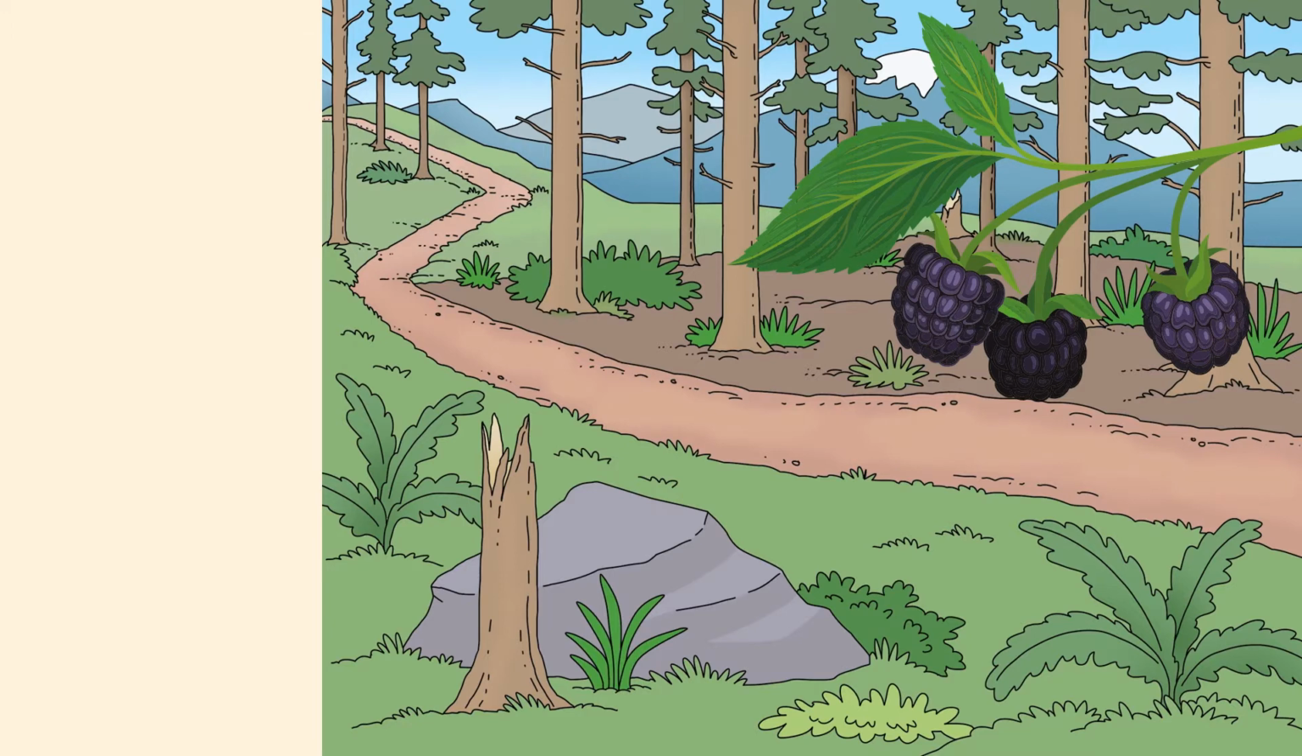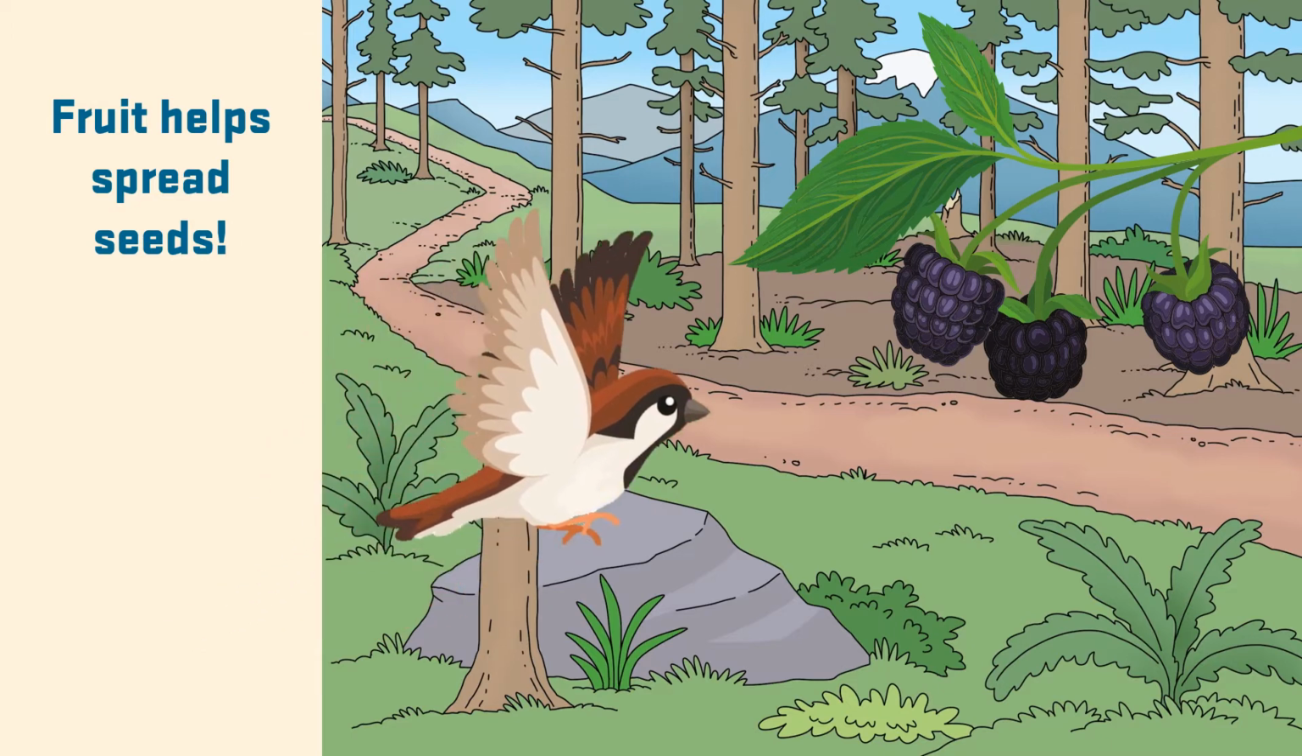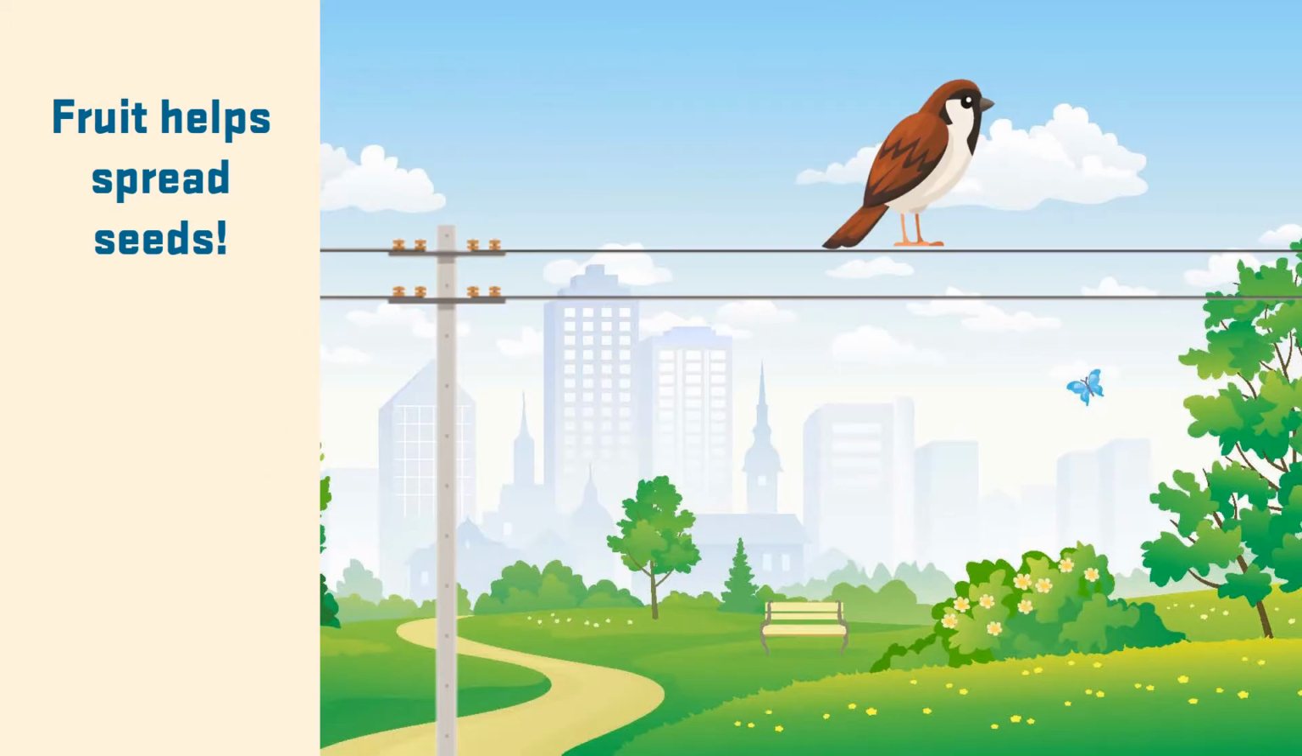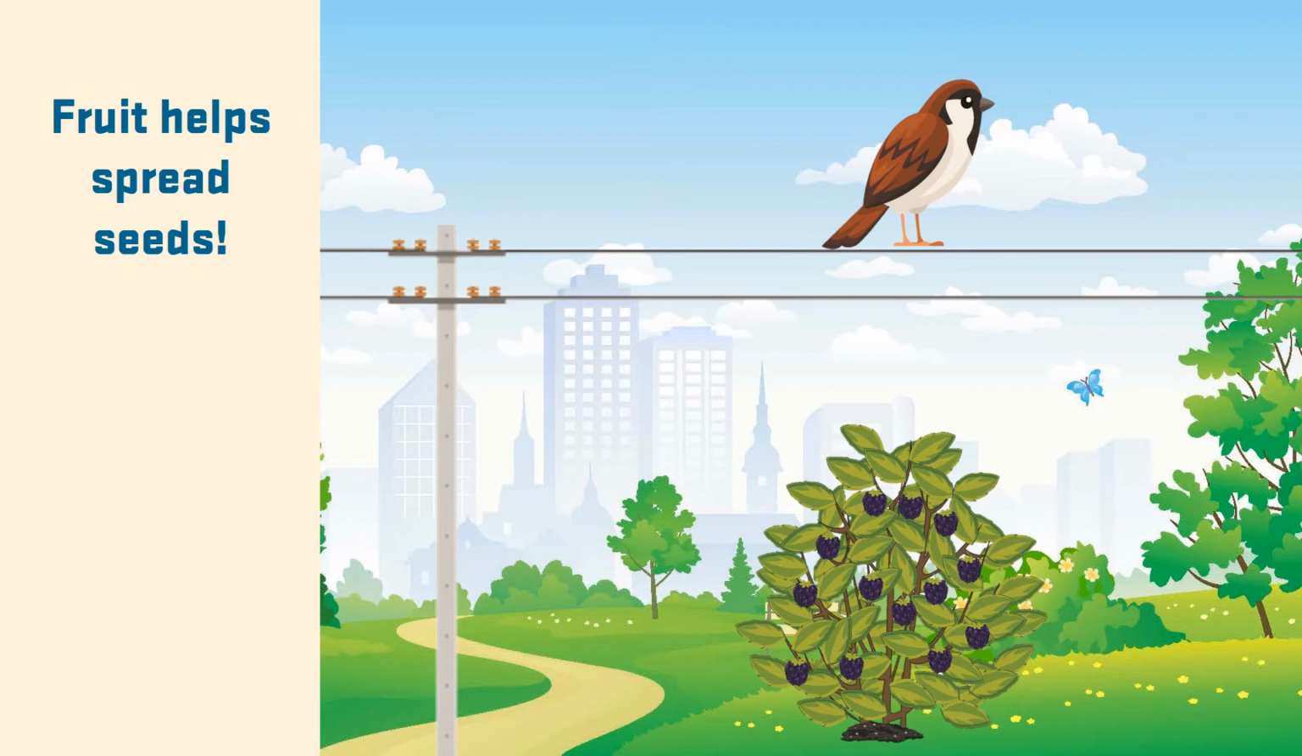In nature, fruit helps plants spread their seeds for miles. Animals come to the plant to eat the tasty fruit and then can travel great distances before pooping the seeds out. From these seeds, new plants can grow.